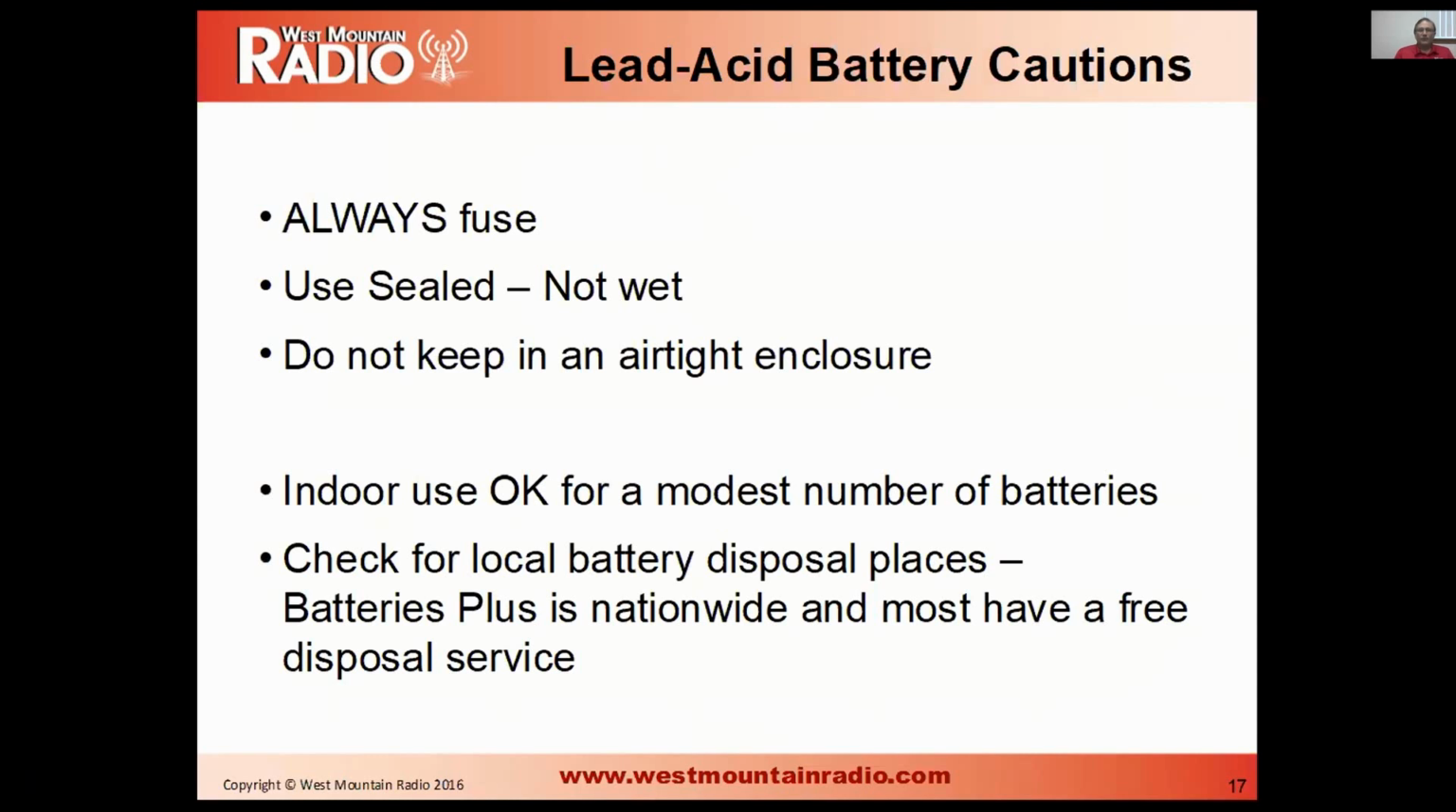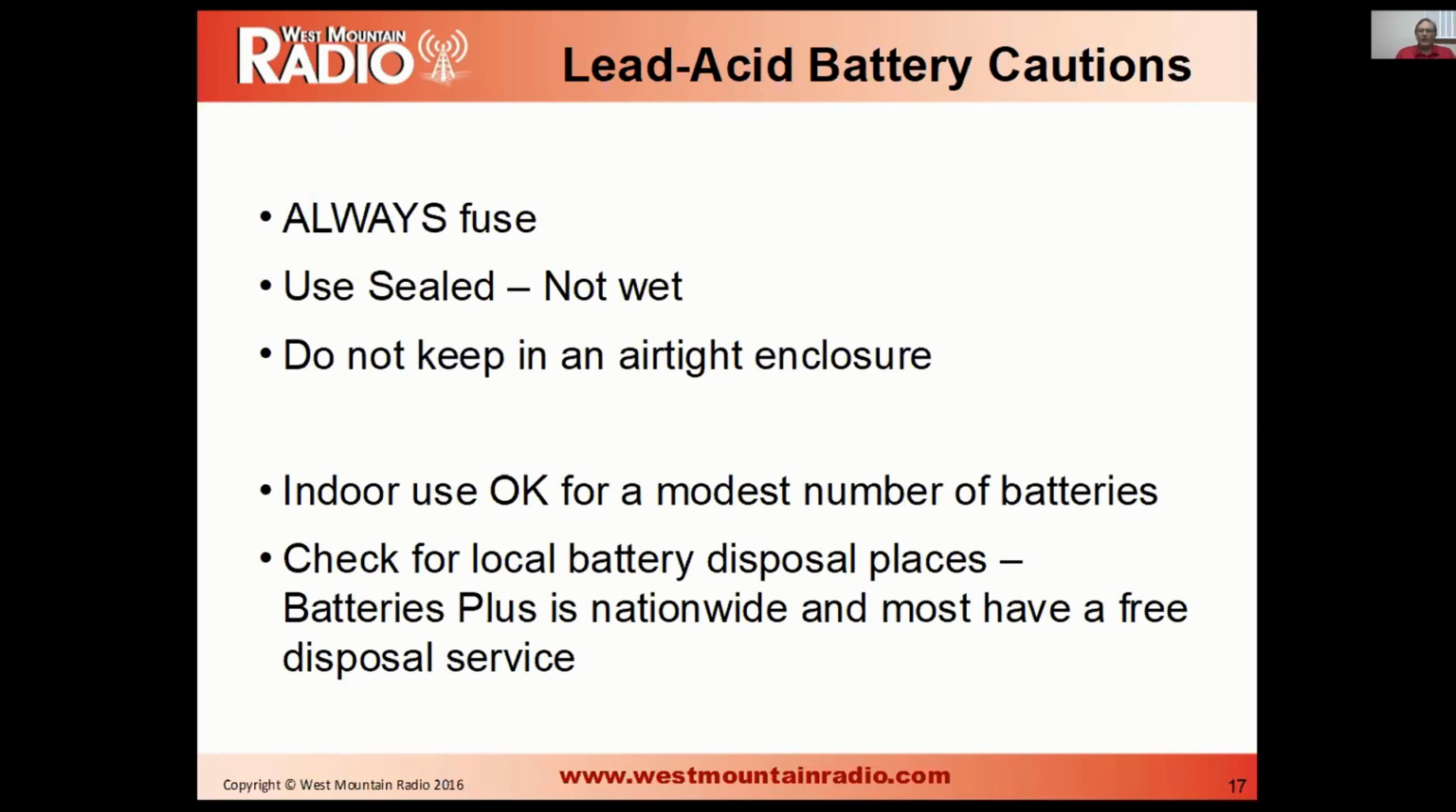Lead acid batteries I'm going to cover first. Always fuse them near the battery. If they get shorted downstream, a screwdriver, something like that, really bad things can happen. Use sealed batteries, not the wet batteries we recommend, just because in amateur radio use you're typically near the battery. You want to carry it into your vehicle or whatever, and that acid is just not nice to be dealing with. Don't keep it in an airtight enclosure. The batteries do need to breathe. They give off a little bit of vapor that you don't want in an enclosed container.